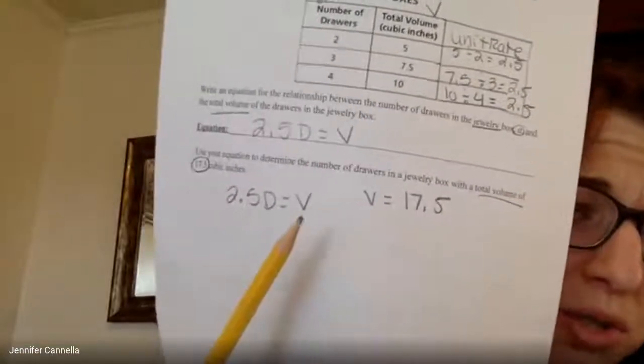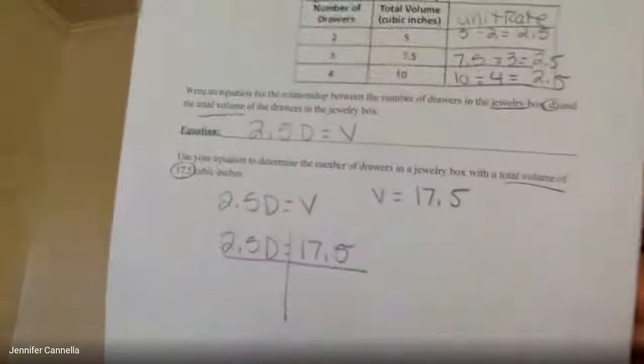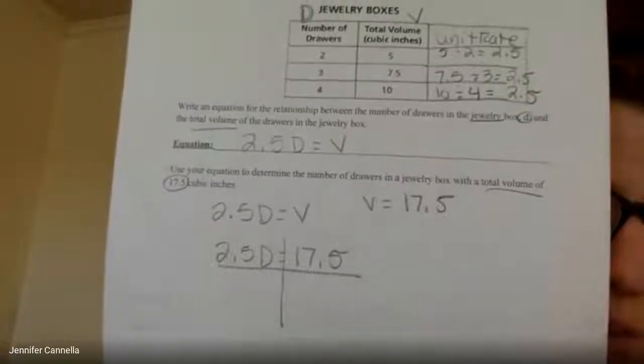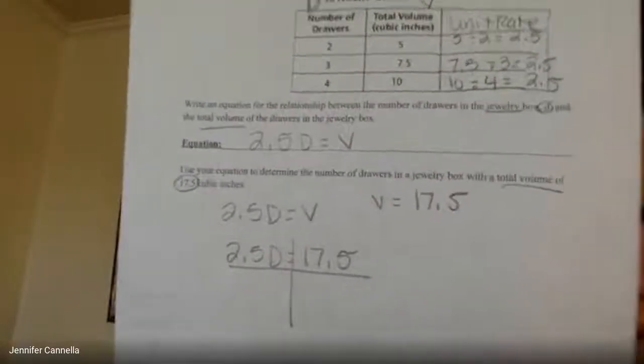What number goes in place of V now? 17.5. Okay, so now we're going to keep the 2.5 D equals 17.5. Use the wall method. Now what do we divide by, Jasmine? 2.5. One side or both sides? Both sides. Okay, good. So Jasmine, when you divide 17.5 divided by 2.5, I'm going to write it down and show it back up on the screen.